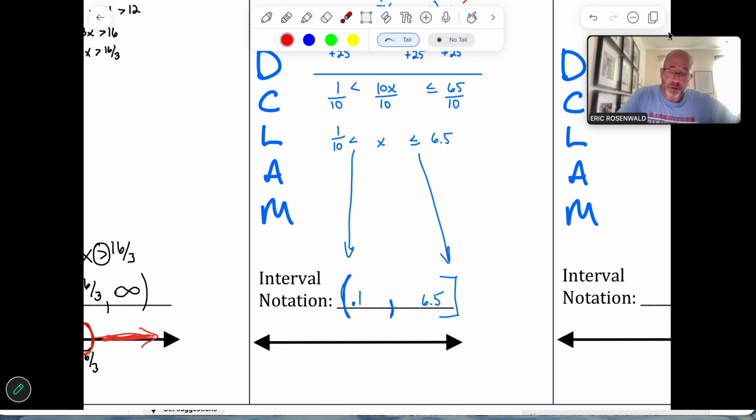Okay? If we go ahead and graph this now, we're going to be at 0. We'll have 0.1. We'll have 6.5. We'll go ahead and use a closed circle here because we're going to include it. We'll actually be on 6.5. We'll use an open circle at 0.1 right here, and then we'll talk about everything that's in between those two.